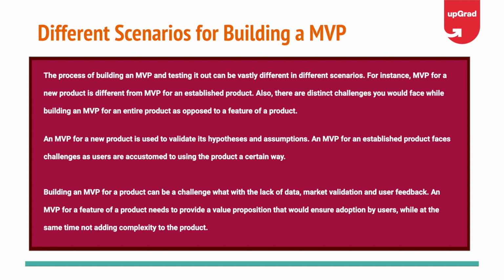So, what could be those challenges? An MVP for a new product is used to validate its hypotheses and assumptions. On the other hand, an MVP for an established product faces challenges as users are accustomed to using the product a certain way. For example, even in the restaurant example, right? When you are building the reports, maybe people are used to the design of the restaurant software in a particular way that any new capability could also make it a little complex for them, right? A lot of times MVP for an established product faces challenges from the users since they are very accustomed to this product and in a very particular way.